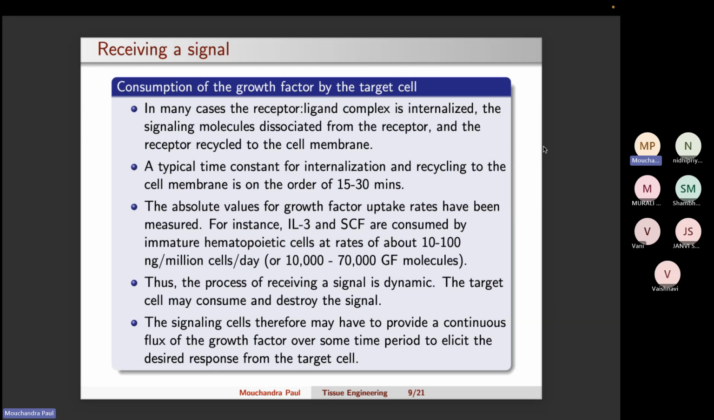if the signaling cell wishes to communicate with a large number of target cells, then what will it do? It will have to provide a continuous flux of growth factors. It has to continuously produce signaling molecules over a period of time. Then only it can elicit enough cellular response in enough number of target cells.